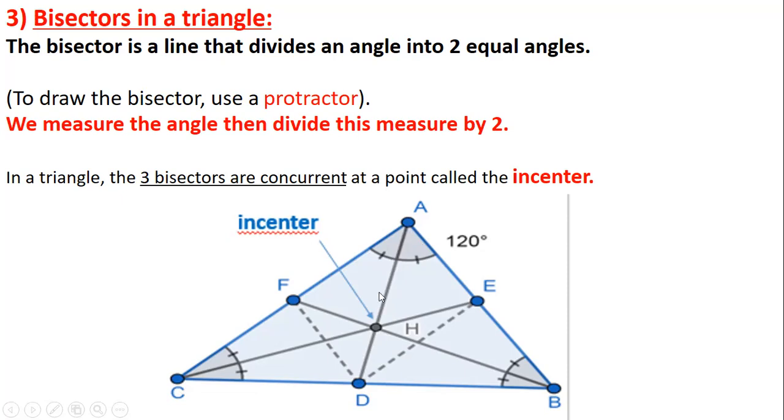After drawing the three bisectors in the triangle, also the three bisectors are concurrent. They intersect at the same point. The point of intersection of the three bisectors, we call it the in-center. Let's watch a video to know how to draw the bisector in a triangle.